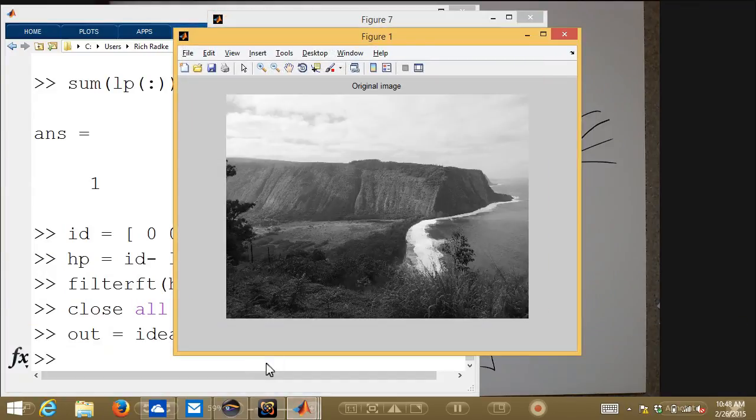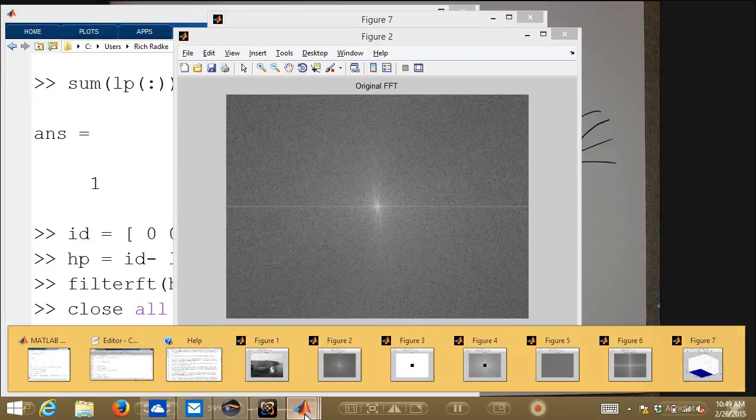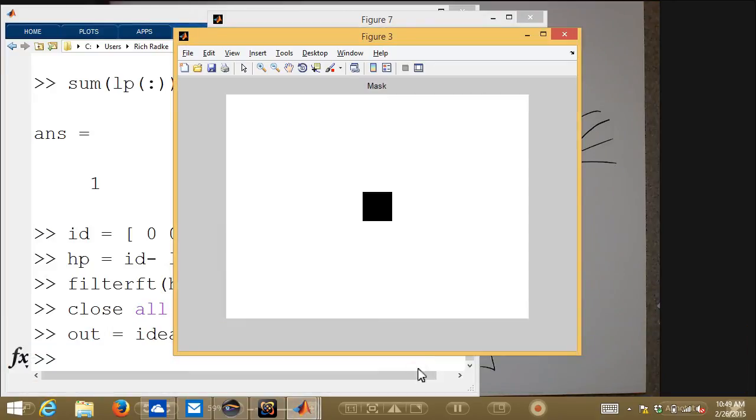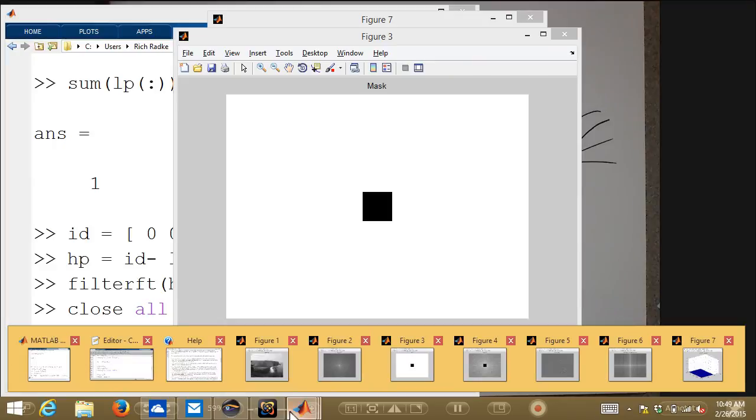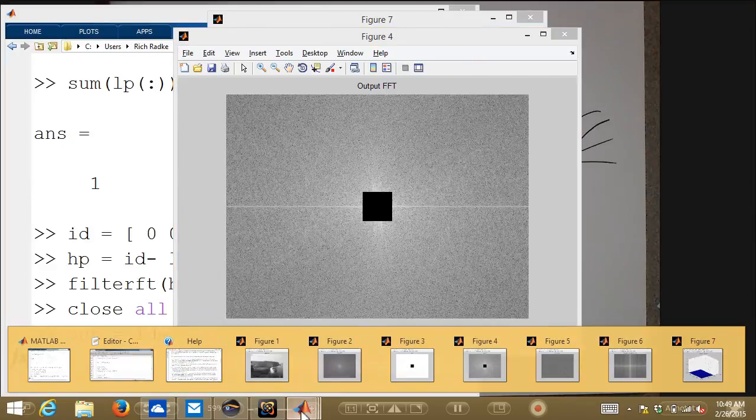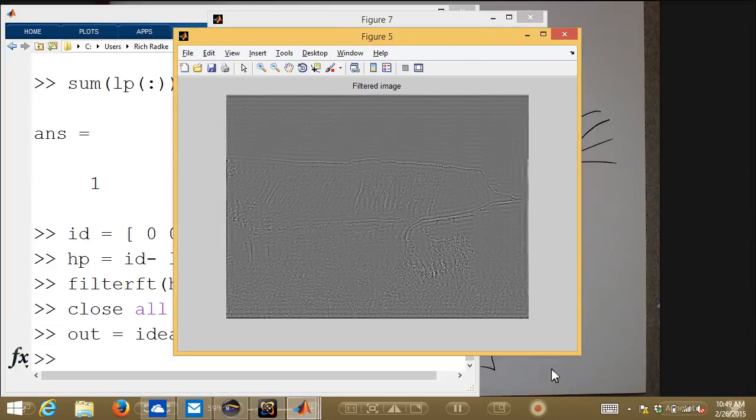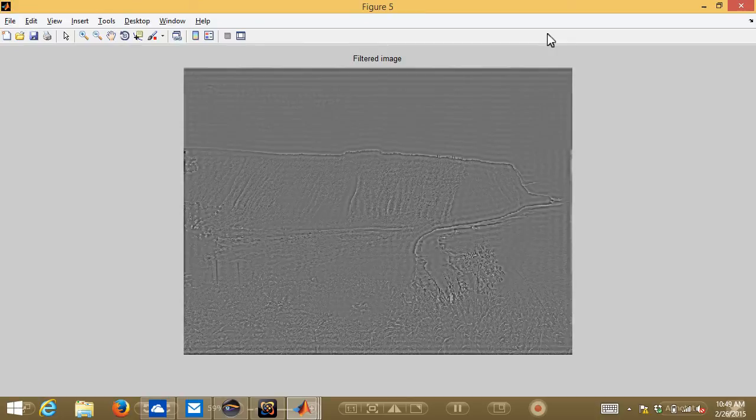So here, for example, here's the original image. Here's its Fourier transform. Here is the filter mask. Now this is like a box filter that cuts out all the low frequencies, keeps all the high frequencies. And so after I notch out all that stuff, my Fourier transform is going to look really weird, and my filtered image is going to look like just the edges of the original image, right?